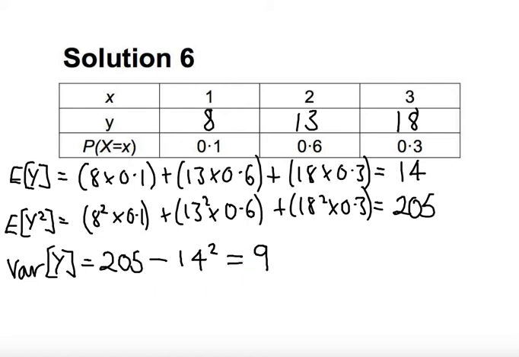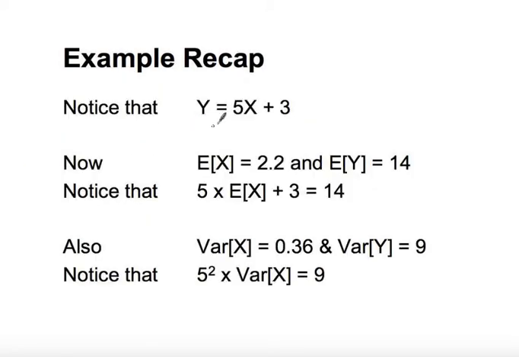Okay, so nothing's changed really at this point in time. But let's just recap our answers. We started off knowing that y equals 5x plus 3. Now, we calculated the expectation of x was 2.2 and the expectation of y equals 14. Notice that if I do 5 times 2.2 and add 3, 5 times 2.2 is 11, plus 3 is 14. Also notice that if the variance of x is 0.36 and the variance of y is 9, if I was to do 5 squared, so the 5 coming from there, and multiply it by the variance of x, which is 0.36, you get an answer of 9.